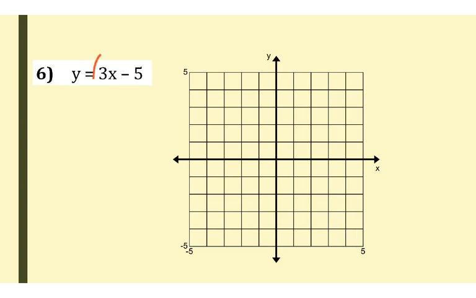Okay, number 6, my slope is 3. That's 3 over 1. My y-intercept is -5. So I'm going to start down here at -5. I'm going to go up 3 and over 1. So if you feel like you need to practice doing this more, then practice doing it more. But this is going to be something that's going to depend that you know what you're doing when you're graphing equations of lines.